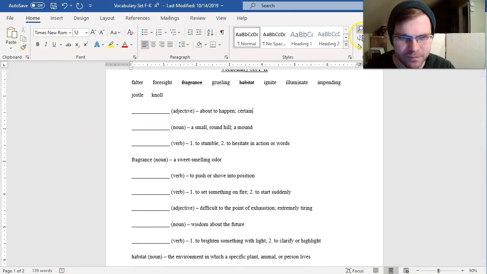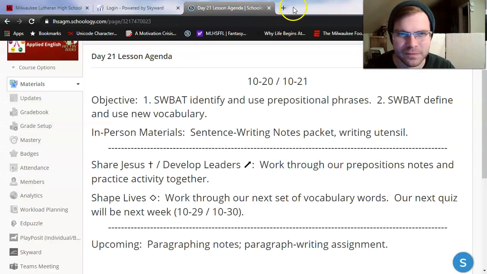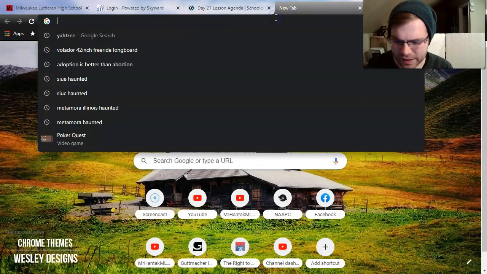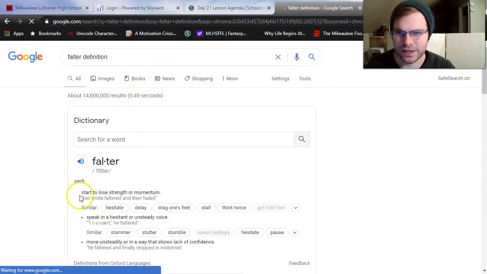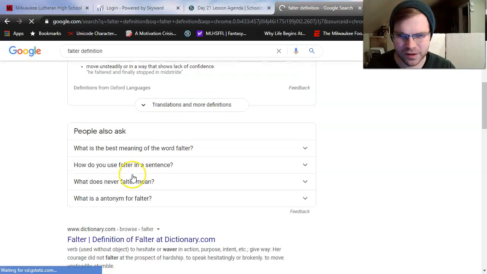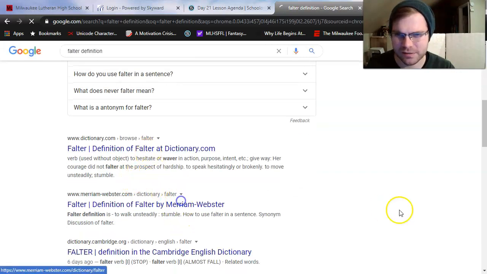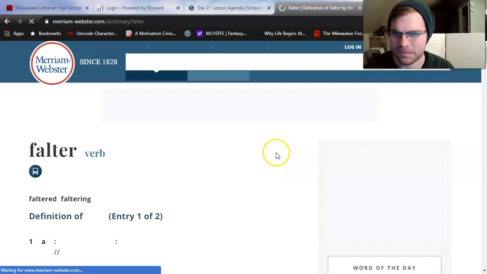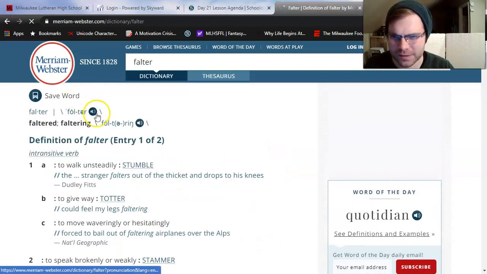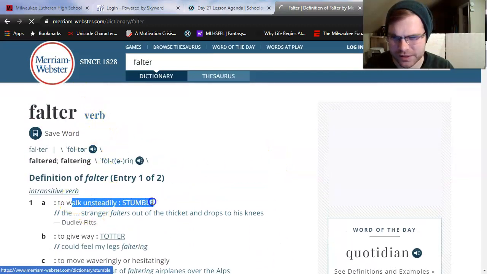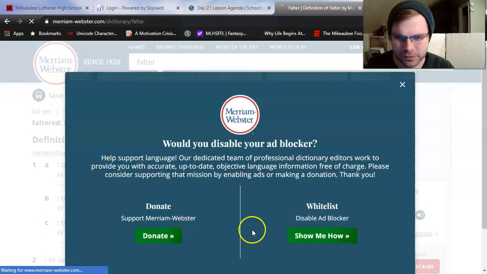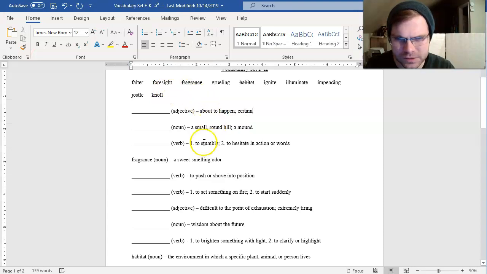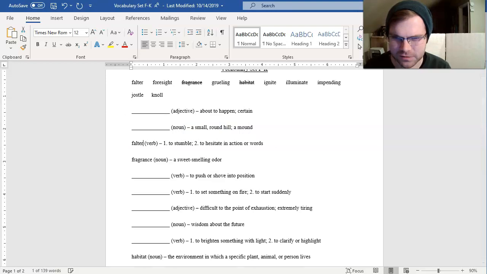Let's open up my best friend, Merriam-Webster. So again, I like to just type in falter definition. Again, Google is going to pull something out automatically. I generally like Merriam-Webster instead because I'm fancy like that. And I'm seeing here that falter is a verb. To walk unsteadily, to stumble, to totter, to move waveringly. So I'm going to check my verbs first here. Verbs. To stumble, to hesitate in action or words. That one's going to be to falter. Done.